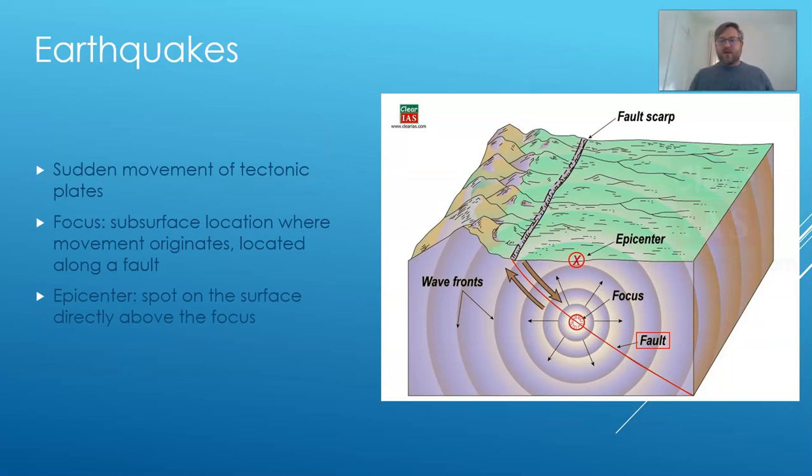So now let's talk about earthquakes, our other major type of tectonic hazard. An earthquake is essentially the sudden movement of tectonic plates. When our tectonic plates are moving, they're not moving just smoothly past or over or away from each other. Their motion is kind of jerky. They get stuck for a little bit, pressure builds up, and then they jump forward a little bit. And then they get stuck and pressure builds up, and they jump forward a little bit more.